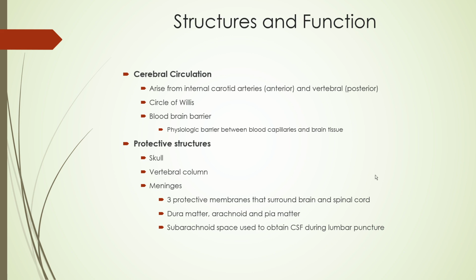Our other protective structures include our skull, which we talked about a little bit before, the vertebral column itself that protects our spinal cord, and then the meninges, which are the protective membranes that surround the brain and the spinal cord. Those are divided into the dura mater, arachnoid, and pia mater. And then the subarachnoid space is something that we will talk about a little bit more, which is used to actually obtain the cerebral spinal fluid during a lumbar puncture, which is a diagnostic test we'll talk about later.